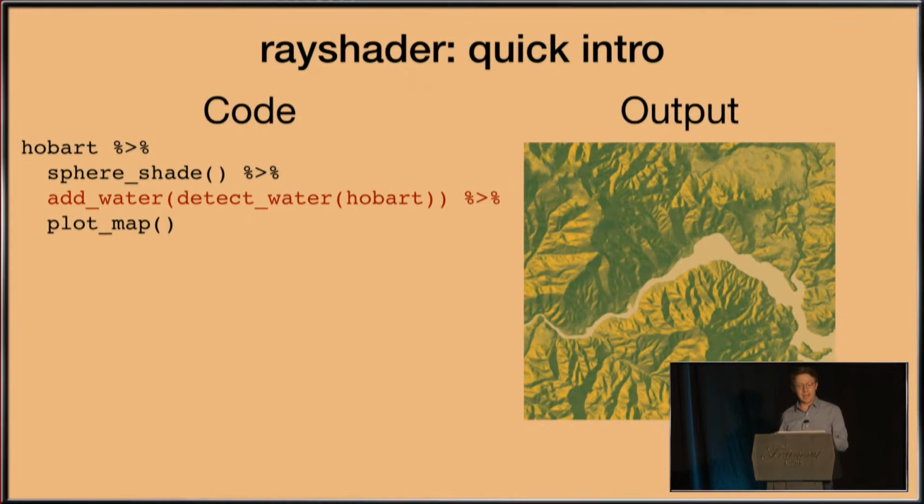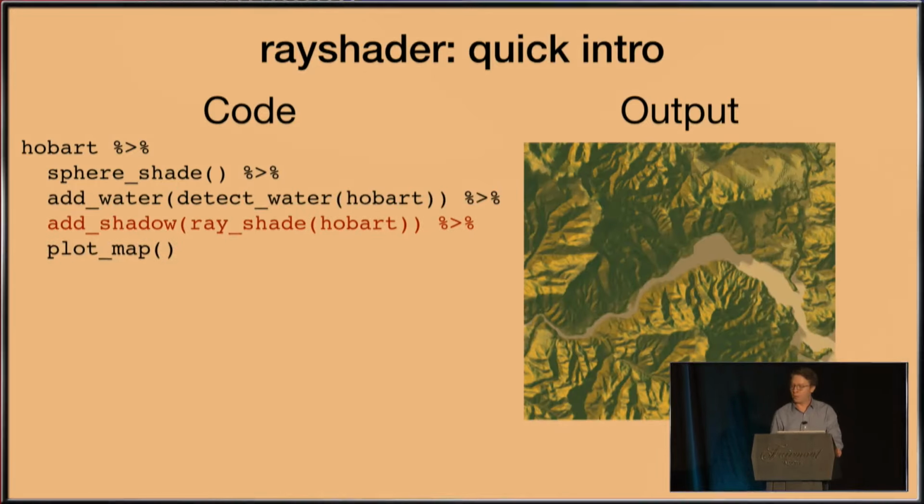Now, rayshader's name comes from the fact that it uses ray tracing to shade topographic maps. So much like we added our water layer here, we can add a shadow layer simply by calling the add shadow function with the ray shade function. This traces rays from each point on the elevation matrix, determines if that point is in shadow or light, and shades it appropriately. The add shadow function layers it onto the existing plot, passed in using the pipe operator.